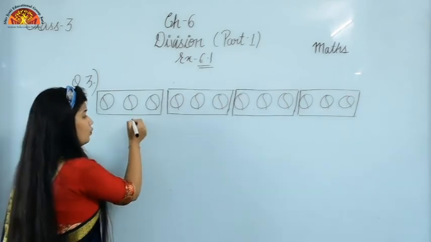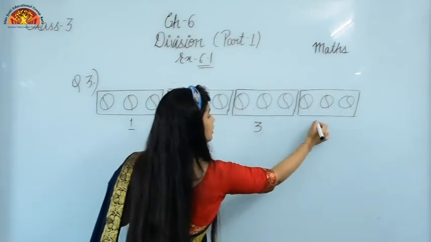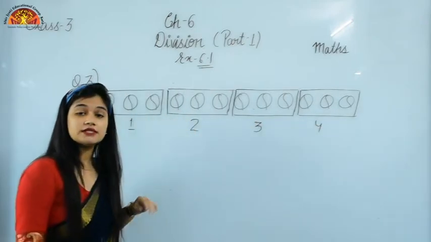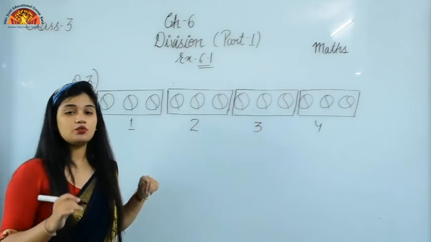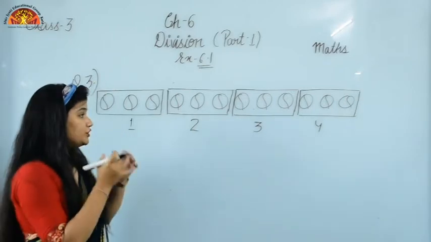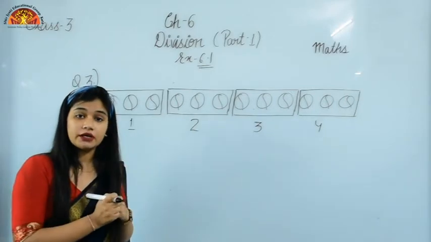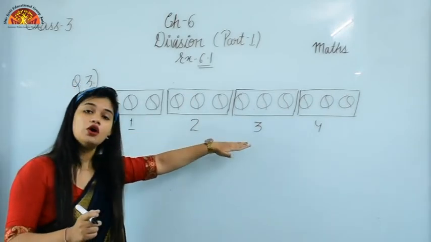So just look here, 1 2 3 4. So how many boxes we have formed here? We have formed 4 boxes. And what the question is asking? Question is asking how many boxes you have to form. Question पूछ रहा है कि आपको कितने boxes form करने पड़ेंगे. And we have drawn 4 boxes here. We have formed 4 boxes here.